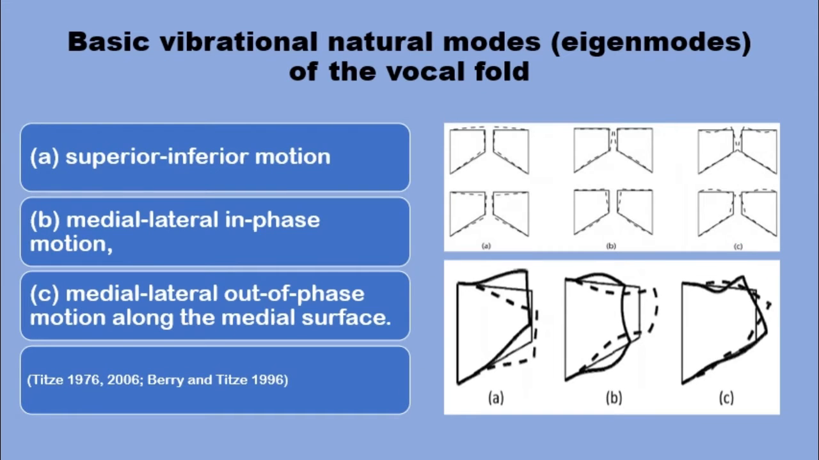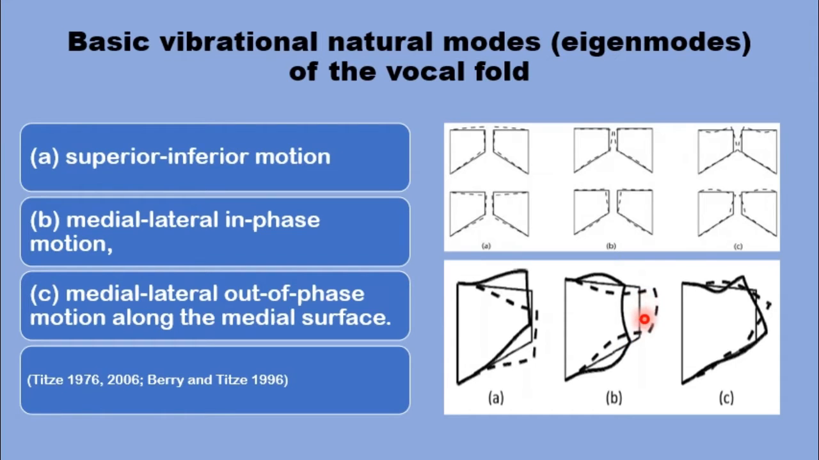This is a closer look at what happens during phonation with the self-oscillation of the vocal folds. This diagram describes three different eigenmodes during phonation. We start with the last two because these are the dominant eigenmodes that produce more than 95% of the movement during phonation. This one is the medial lateral type of movement.